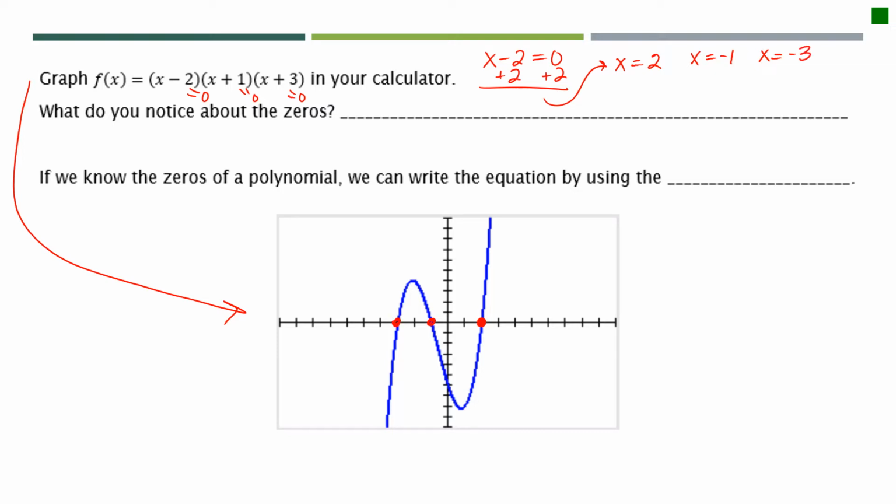So what you notice about the zeros is that if you take the numbers in the factors and you switch their signs, they end up being the same zeros that you see your graph crossing through the x-axis on the graph. So your zeros are opposite signs of the factors.